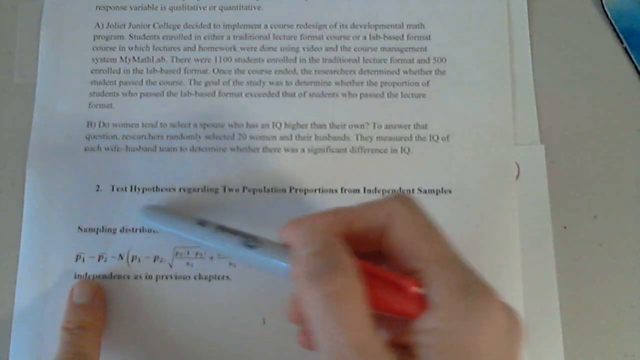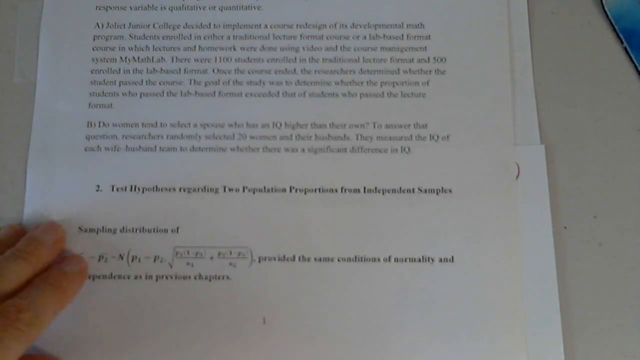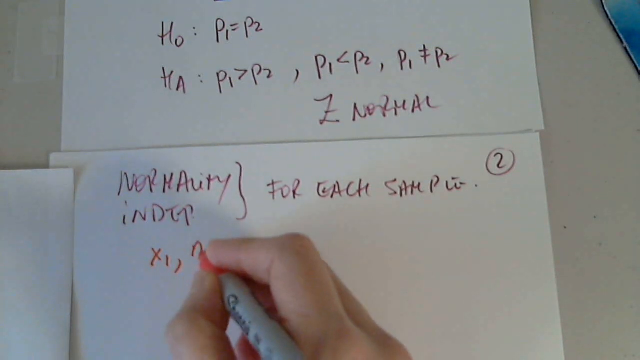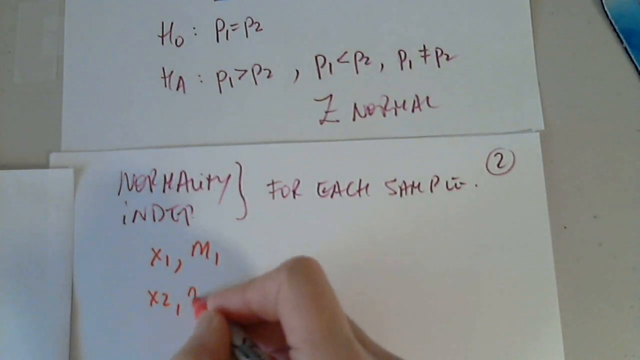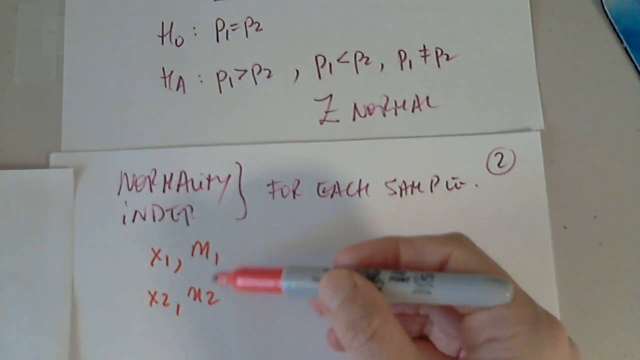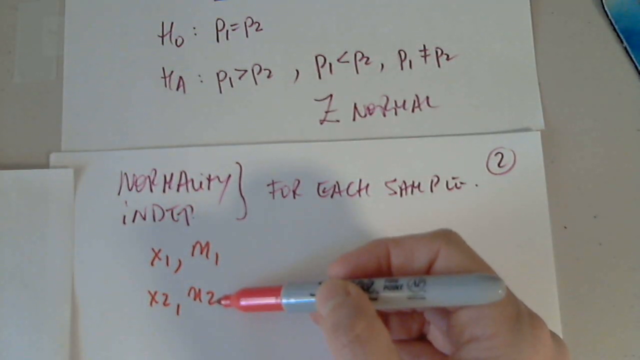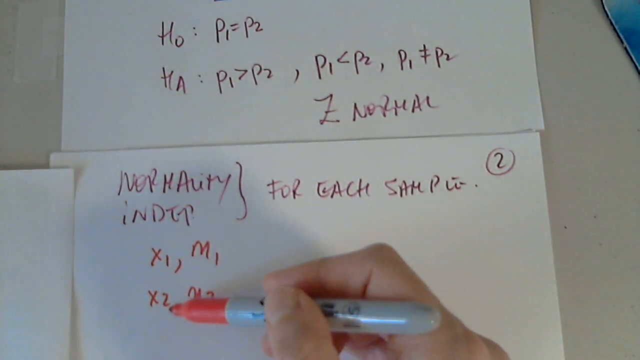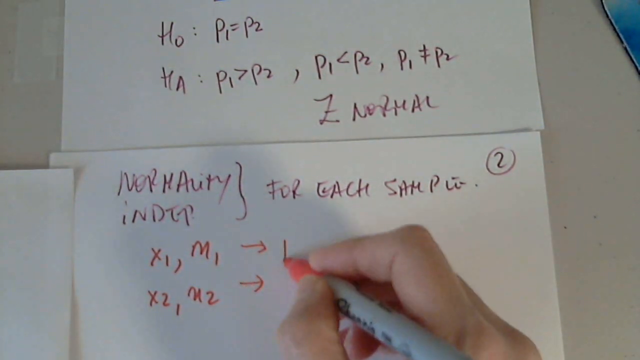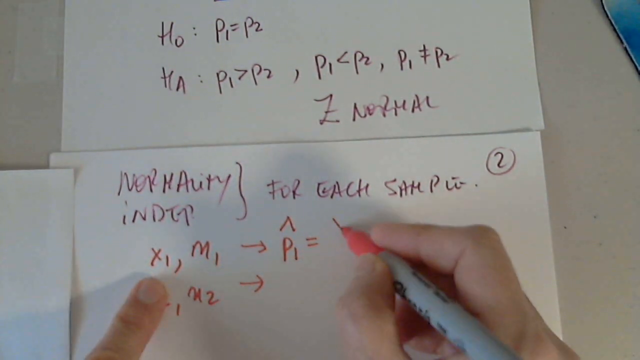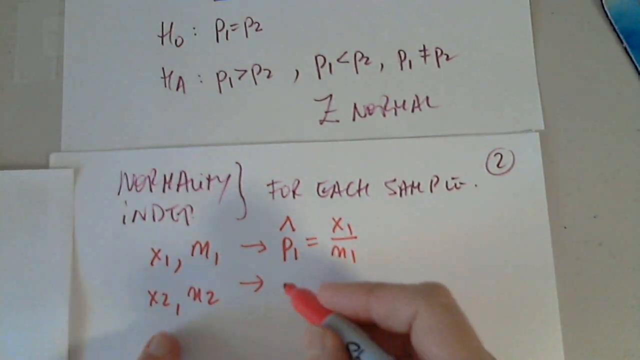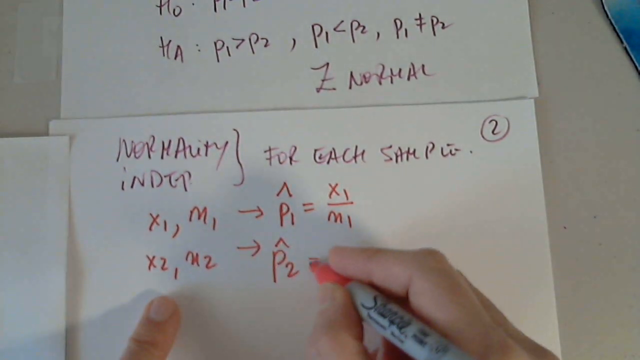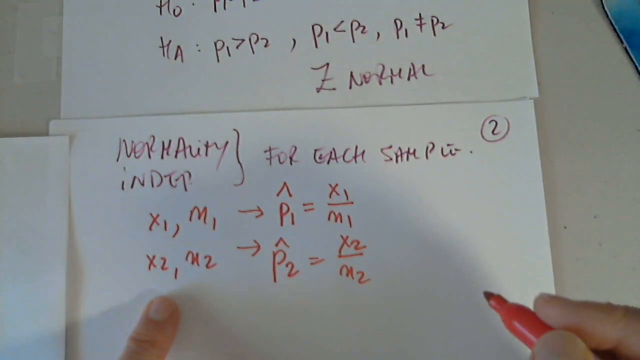So now the sampling distribution of the difference, P1 hat minus P2 hat. At this point in time, we're going to have X1, N1, and X2, N2. We're going to have a sample size for the first one and the sample size for the second sample, the number of successes in the first sample, and the number of successes in the second sample. And from each one, we will get a P1 hat, which will be X1 over N1, and another sample proportion, same thing, but this time X sub 2 over N sub 2.